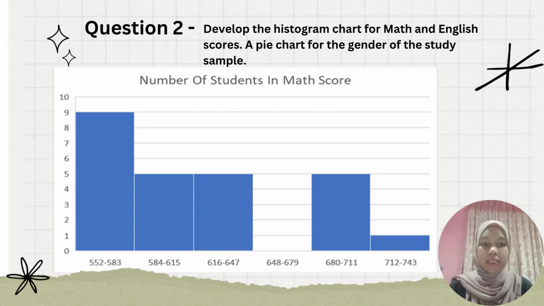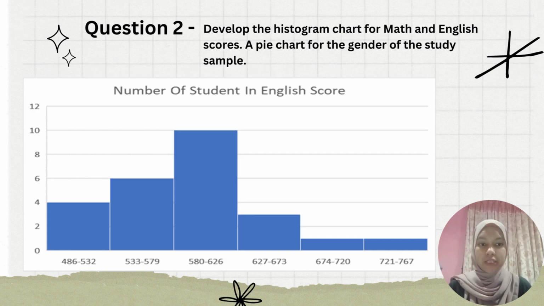The histogram chart shows that the highest number of students in math score is the first class, which is 552 till 583, while the lowest is the class that starts with 648 to 679. While for the English score, the highest number of students is the class that starts with 580 till 626, which is 10 students, while the lowest is two classes, 674 till 720 and 721 till 767, both of which have one student for English score.